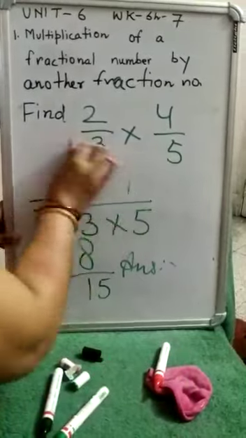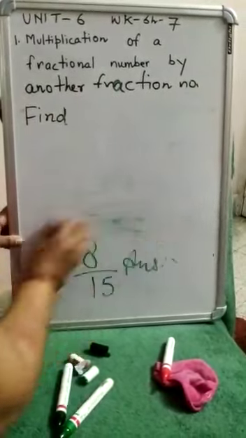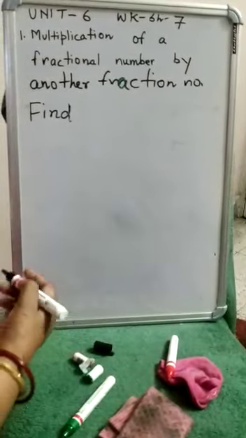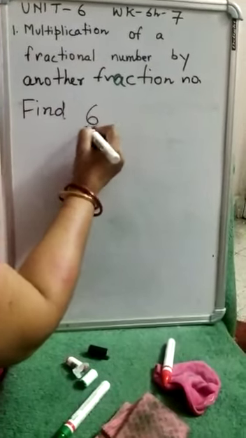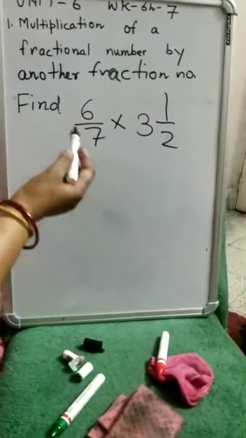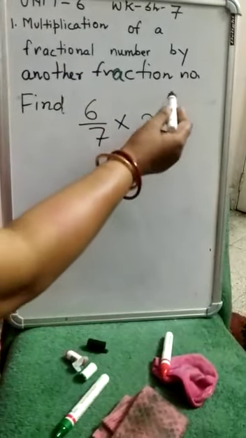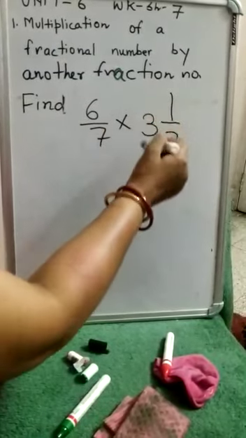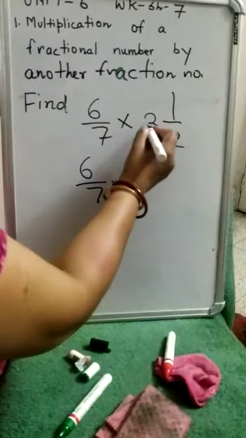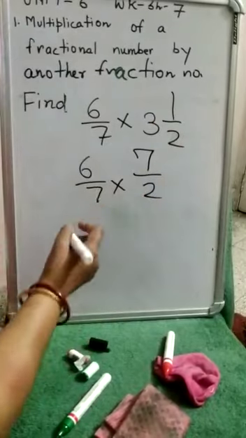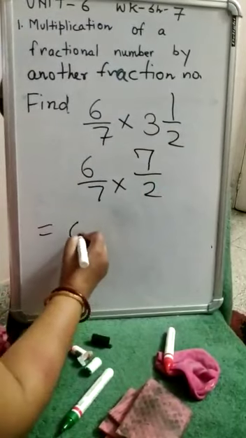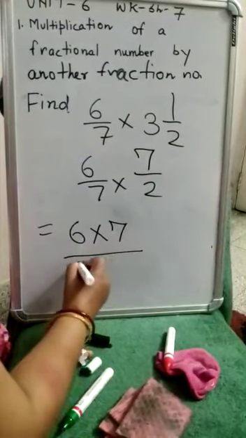Now let us take another example. Another example is 6 by 7 multiplied by 3 1 by 2. Here see, this is the fraction number 6 by 7, but 3 1 by 2 is a mixed number. So we have to convert this 3 1 by 2 into a fraction number. So 6 by 7 into, 3 twos are 6 plus 1, 7 by 2. Here all of you see, numerator will be separately multiplied with the numerator and denominator will be separately multiplied with the denominator. So 6 into 7 by 7 into 2.